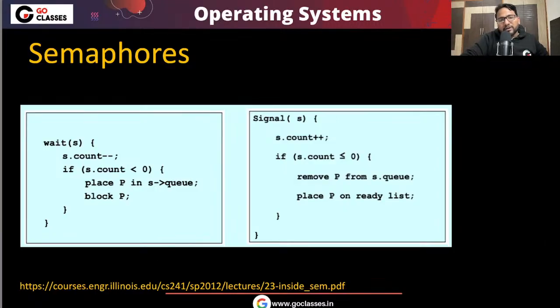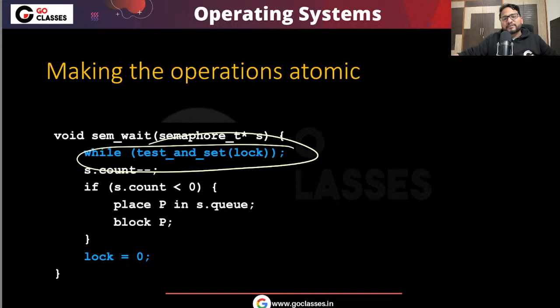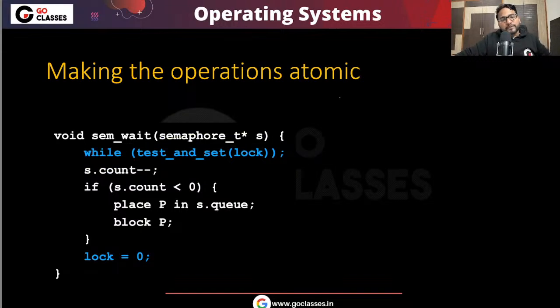So maybe some of the people can say that we can use a test and set. Before s minus minus we can use the test and set, which means if multiple processes are executing it, then they will get stuck here, right? They will get stuck in the test and set, isn't it? See, my question is that how to make it atomic, right? Making the operation atomic. How to make this P atomic?